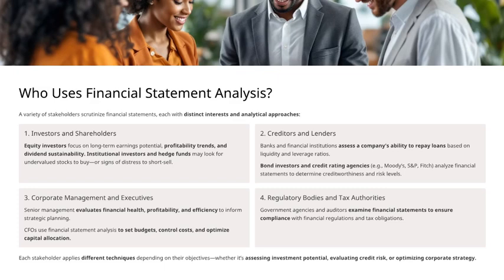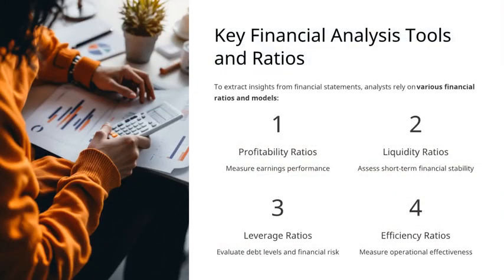4. Regulatory bodies and tax authorities. Government agencies and auditors examine financial statements to ensure compliance with financial regulations and tax obligations. Each stakeholder applies different techniques depending on their objectives, whether it's assessing investment potential, evaluating credit risk, or optimizing corporate strategy. Key financial analysis tools and ratios.